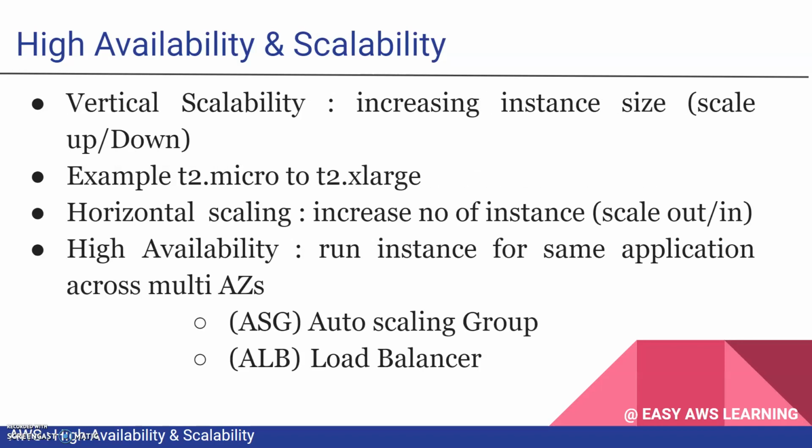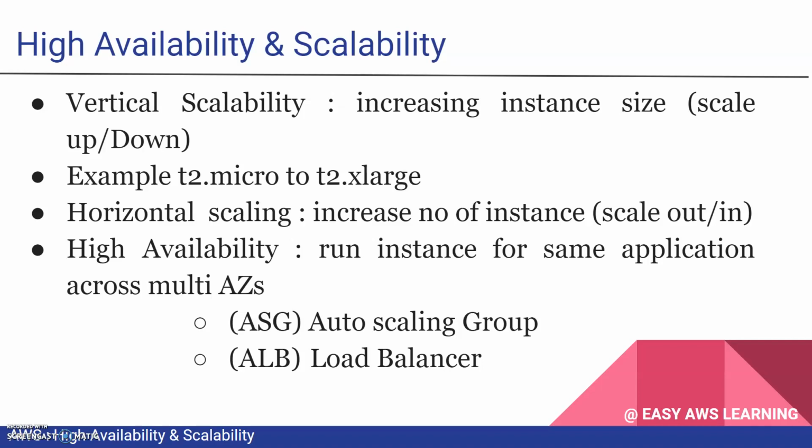So let's have a quick recap. Vertical scalability increases the instance size, which is called scale up and scale down. When increasing the instance, it's scale up, and decreasing the instance is scale down. For example, T2 micro to T2 xlarge. Horizontal scaling increases the number of instances, which is called scale out, and decreasing the number of instances is called scale in. These are the names for horizontal scaling and vertical scalability.